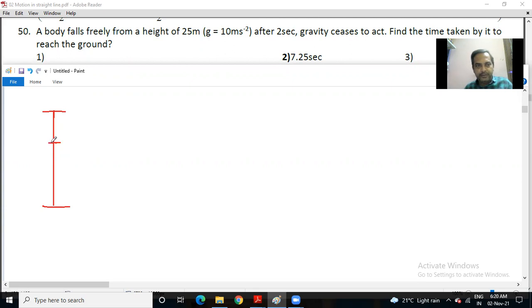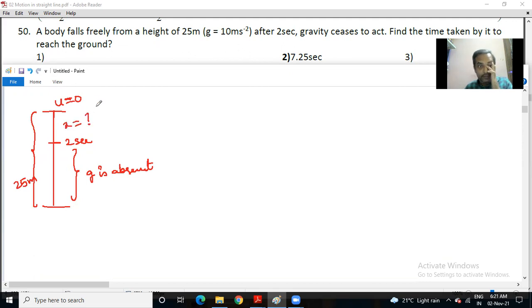So after 2 seconds, u is 0, and gravity will not be present. So for this path, g is absent. But what is the total height? The total height is mentioned as 25 meters. So you find out within 2 seconds how much this x is. This is with gravity, so that you can find out how much distance it travels without gravity. So first you find out x.